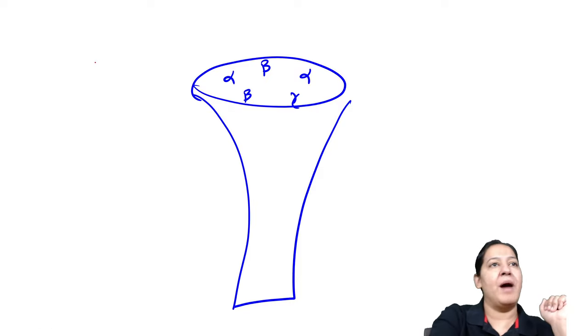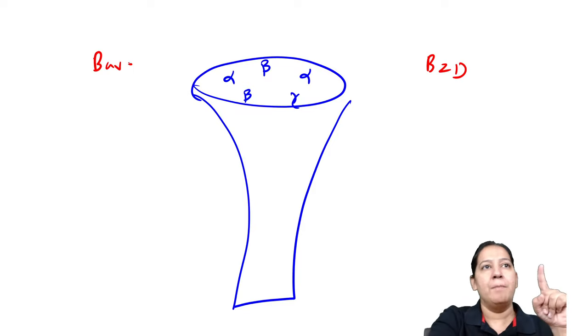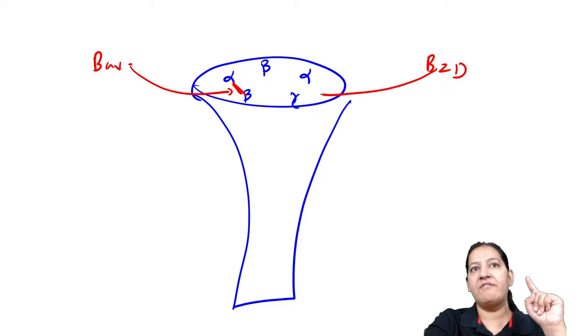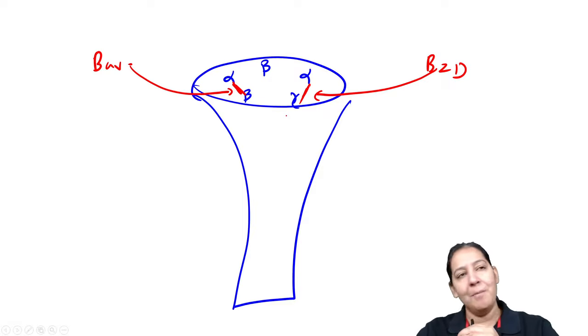Now you are giving barbiturate and you are giving benzodiazepine, one tablet each. Barbiturate will go to the alpha-beta junction, this junction. Benzodiazepine will go to the alpha-gamma junction, this junction. This is the first thing you should learn. Both are going.